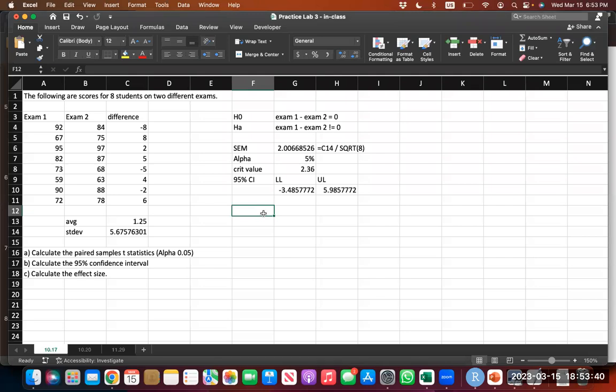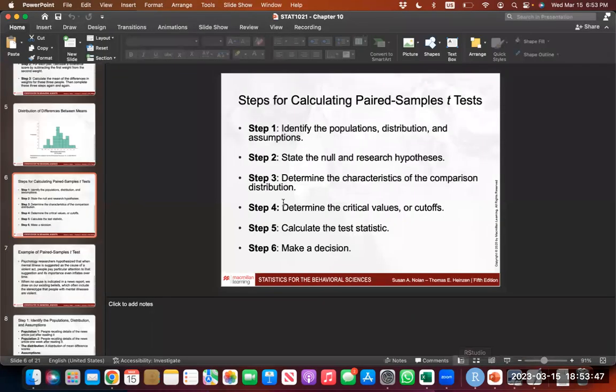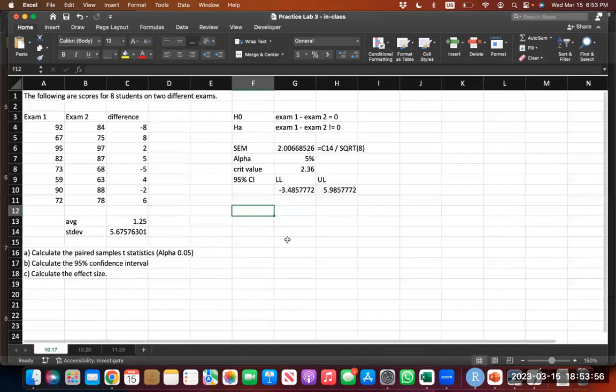Now we have, okay, next. So we have the 95% confidence interval, we know not the critical value, the cutoff. So critical value or cutoff, that kind of means the same thing. Now we calculate the test statistic, so we need now our t.